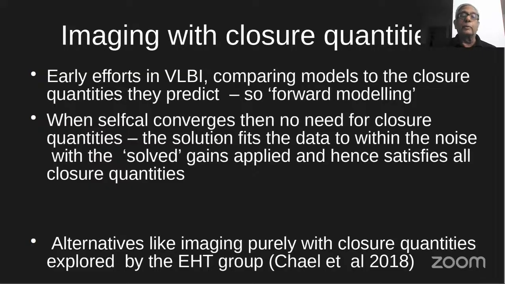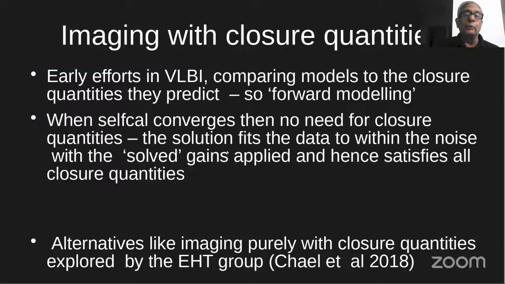Okay. And the reason is that if you ignore the noise, you've come up with an image, it predicts Fourier components, right? And if you apply the gains, whatever gains have come out of self-cal, to those predicted Fourier components, they agree with the measured. So you've automatically satisfied all the closure quantities.